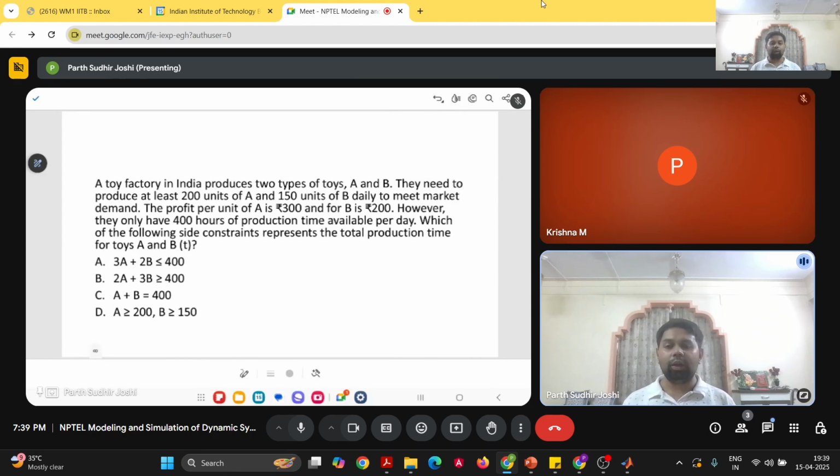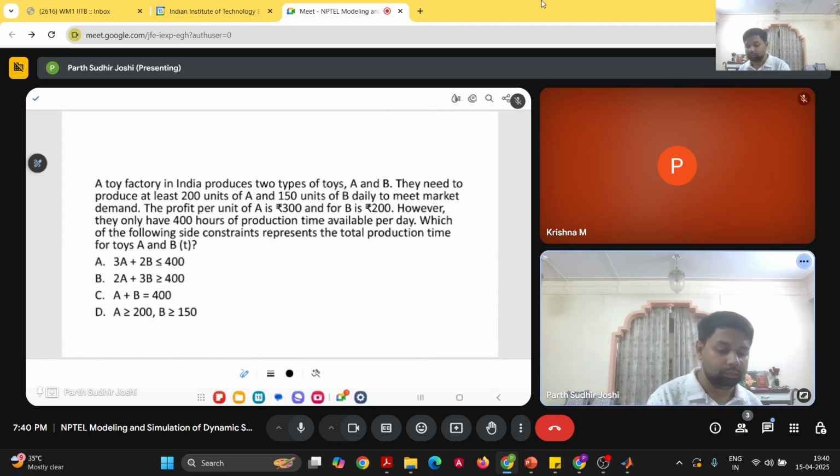Now let us come to D. In D we have two bound constraints, or side constraints actually. Where A is greater than or equal to 200, which represents exactly the first statement that we need to produce at least 200 units of A and 150 units of B. So option D represents those side constraints. So you're right, the correct answer to this question is D.